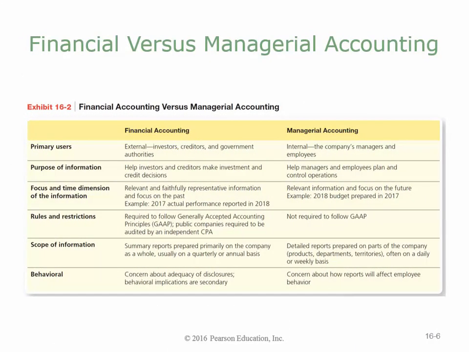So this is straight out of the book. Again, I don't know if I want to read the whole thing to you, but the primary users of financial accounting are external, and the primary users of managerial accounting are internal. Okay? That makes some sense. Rules and restrictions. When you do financial accounting, you have to follow generally accepted accounting principles because other people are going to see it. If you're putting something out there for investors to see and they're going to make decisions about whether or not to invest in your business, then it has to follow some standard set of rules.